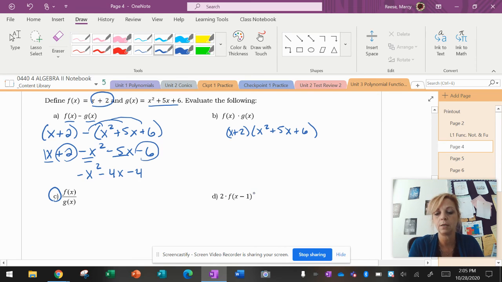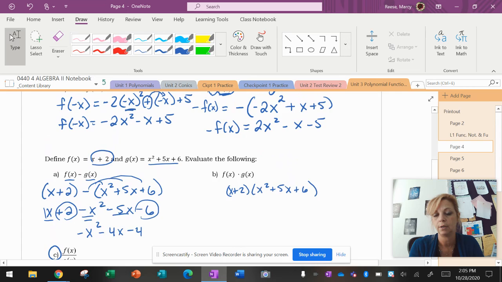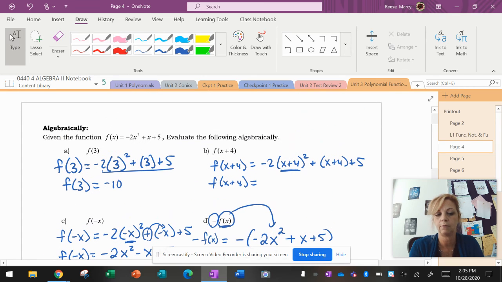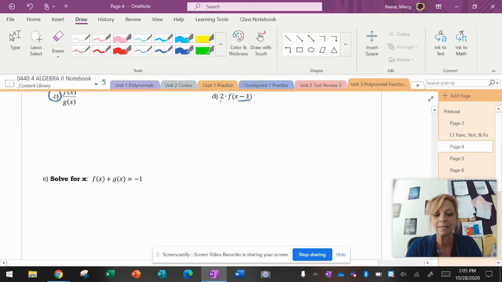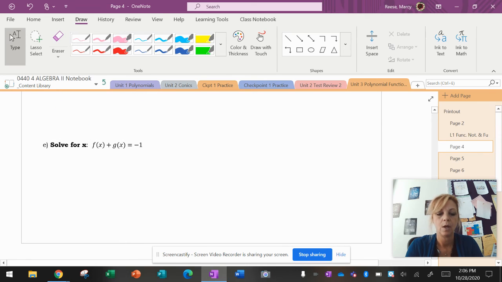And then D, you're going to put x minus 1 into the f function, just like how we did B up here, right? Instead of this one was an x plus 4, this one's an x minus 1. Plug it into the function and do the math, and then multiply that total answer by 2. Okay? So I'm expecting to see this. And E, you can try this one.